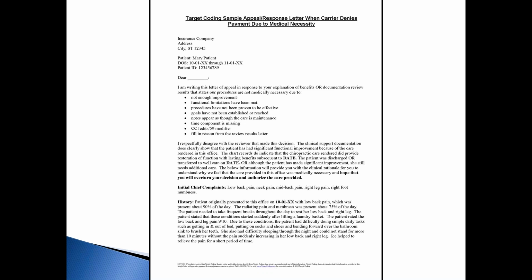So this goes ahead and explains, I'm writing this letter as a letter of appeal in response to your explanation of benefits because you said the care is not medically necessary due to, okay, what? Not enough improvement, functional limitations have been met, procedures have been proven to not be effective, goals have not been established, the time component. There's a lot of reasons why, right?